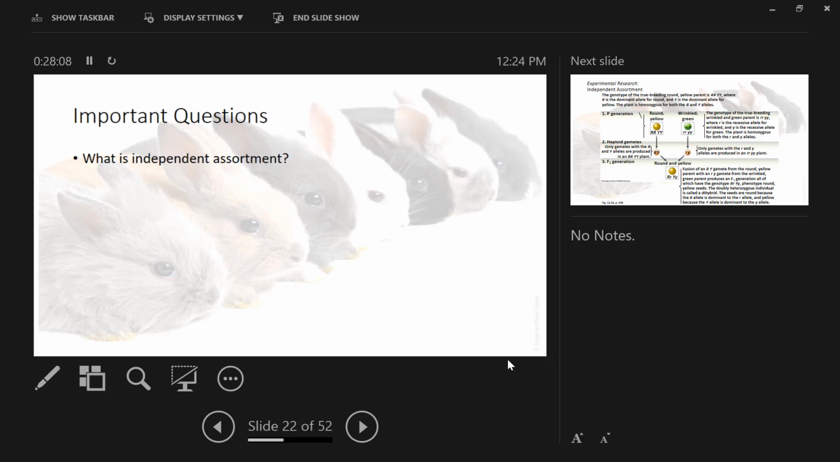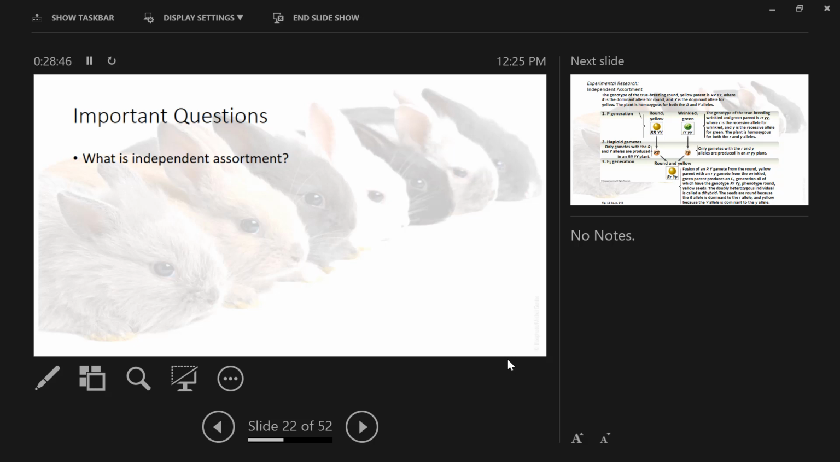So what is independent assortment? This was Mendel's second law, right? The law of segregation or principle of segregation, and the law of independent assortment or the principle of independent assortment. You can explain this just based on alleles, or you can explain it based on chromosomes. Either way, you're explaining the same thing. We already did this last time when I showed you the chromosomes of a monohybrid individual, with our brown hair, blonde hair, brown eyes, blue eyes. Independent assortment just means that all combinations are possible.